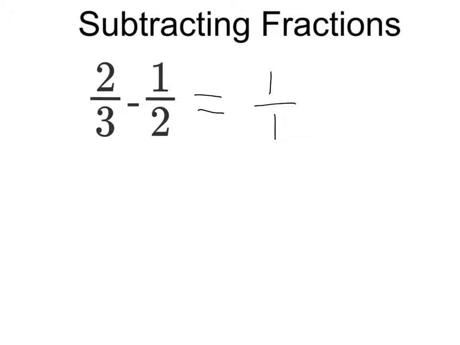So let's just start with a sample fraction. So here we have 2/3 minus 1/2. And at first glance, you might want to just do 2 minus 1 over 3 minus 2, which would give you 1 over 1. But unfortunately, fractions don't work that way. So we're going to have to just get rid of this.